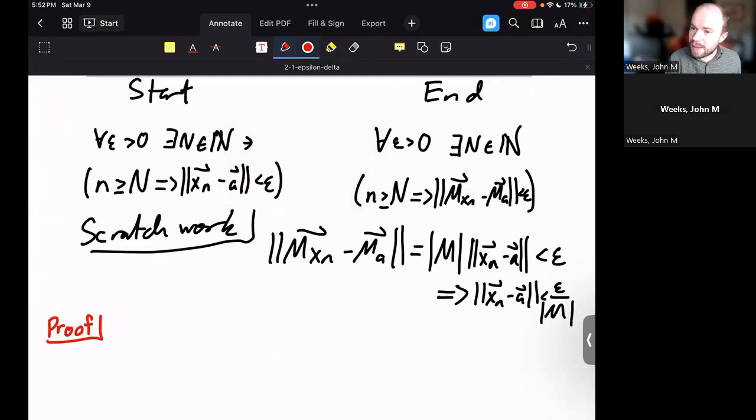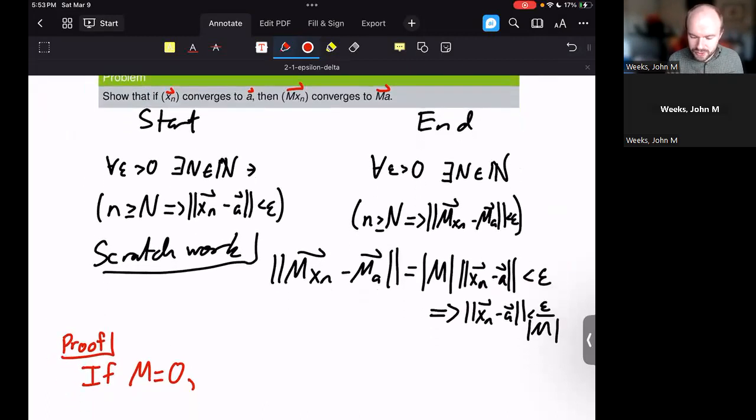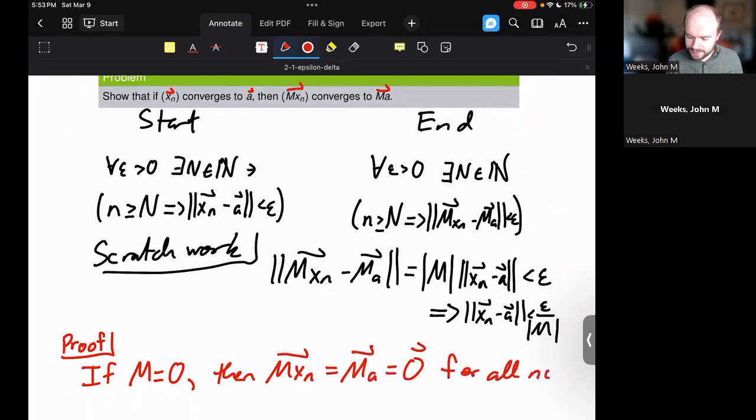I have to do a proof by cases. This is where I have to break up different parts of a proof to be able to deal with all possible scenarios that could happen. So in order for us to use this, I need my m to be not equal to 0. So I'm going to start with a case where m is equal to 0, because I actually think if m is equal to 0, I can handle this. If m equals 0, then m x n is equal to m a is equal to 0, the vector 0, for all values of n.